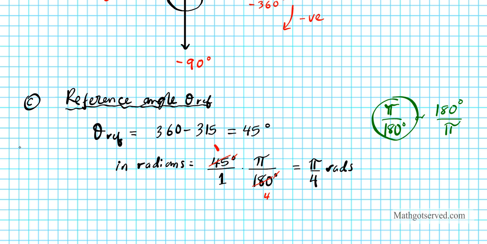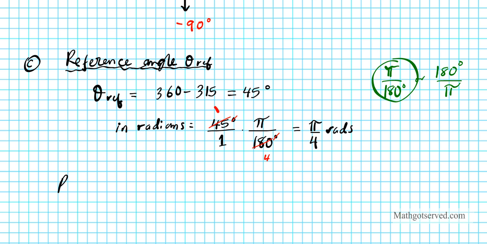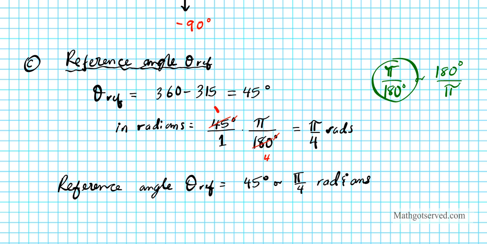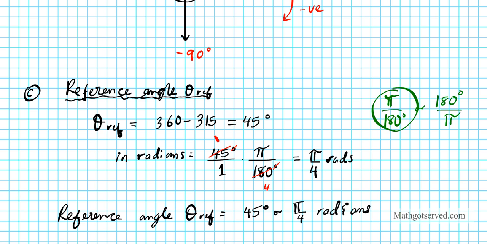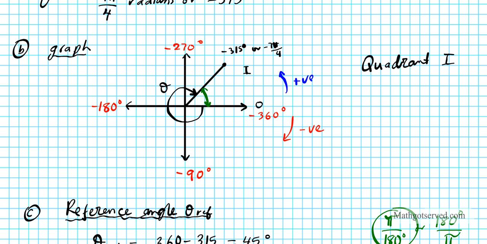Okay, so our reference angle, theta ref, is given by 45 degrees or pi over 4 radians, okay? So let's go ahead and indicate what this looks like on the graph. So our reference angle again is right here. So this angle measure right here is the reference angle and it's 45 degrees, which is equal to pi over 4. All right, so there you have it.